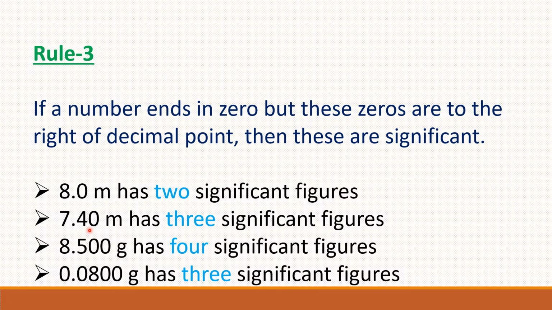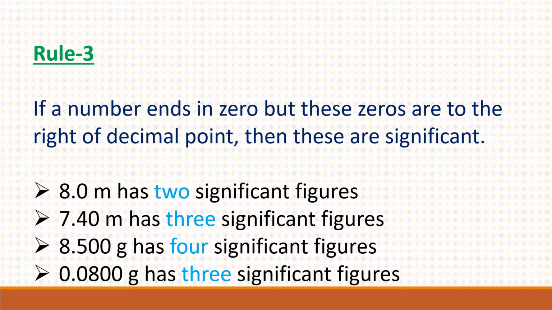Similarly, 7.40. Here the 0 is after a non-zero digit and after a decimal point, so we consider the 0 as significant. So 7.40 meters has three significant figures. The third example, 8.500. Any number of zeros to the right of a decimal point is considered as significant. So 8.500 grams has four significant figures. Similarly, 0.0800 has three significant figures.